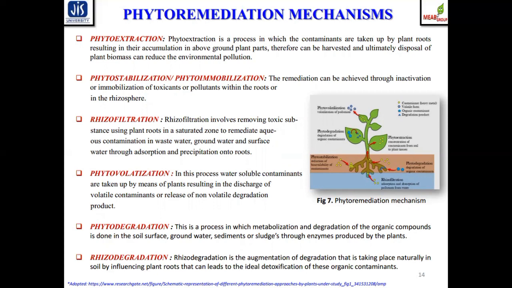Phytostabilization. This remediation can be achieved through the inactivation or immobilization of toxicants or pollutants within the root or in the rhizospheric zone. Third one, rhizofiltration. Rhizofiltration involves removing toxic substances using plant roots in a saturated zone to remediate aqueous contamination in the wastewater, in the groundwater, or in the surface water through adsorption and precipitation onto roots.